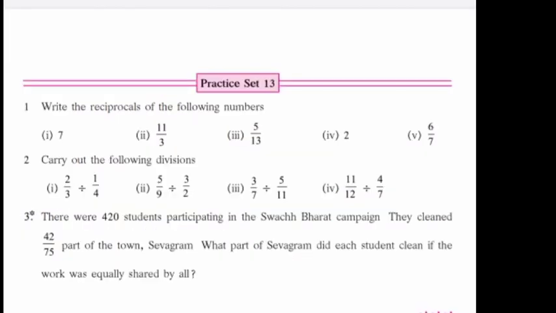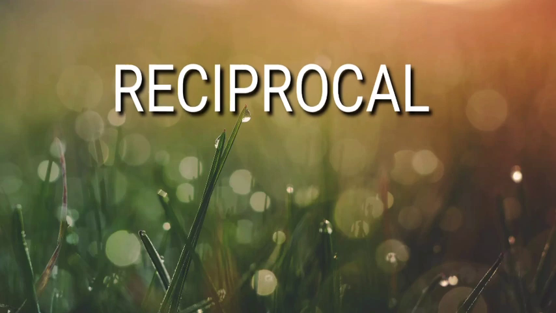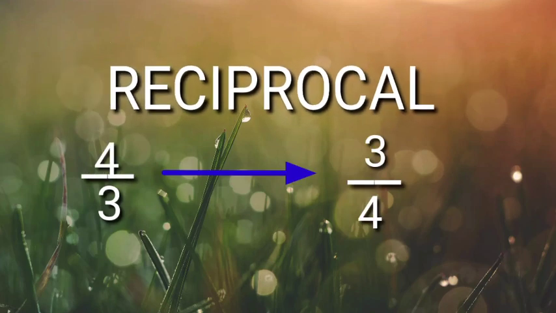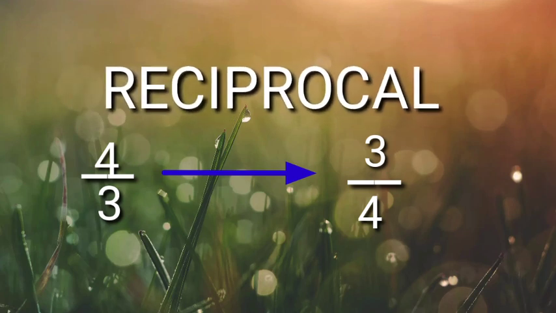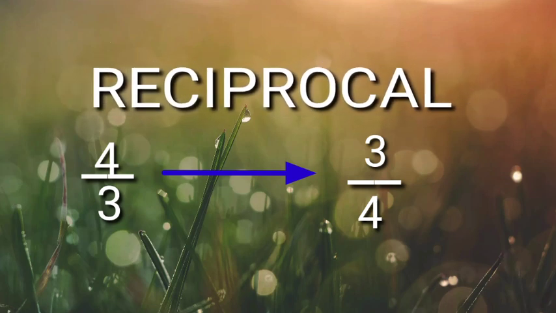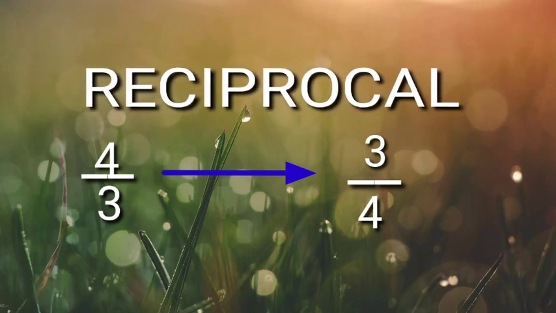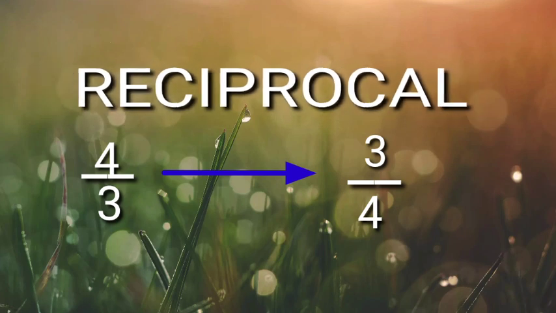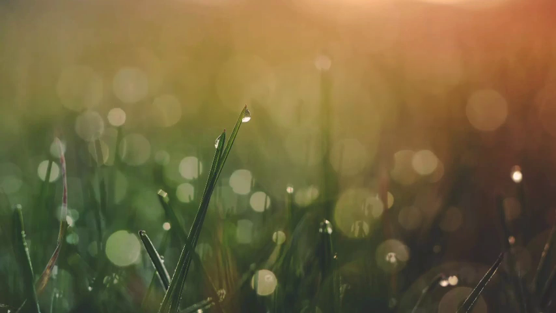Now, let us see practice set number 13, that is division of fraction. To divide a number by a fraction is to multiply it by the reciprocal of the fraction. So, let us see what is reciprocal. In reciprocal, what actually we are doing? We are making the numerator the denominator and the denominator the numerator. Means 4/3 will become 3/4. Now let us move towards practice set 13.